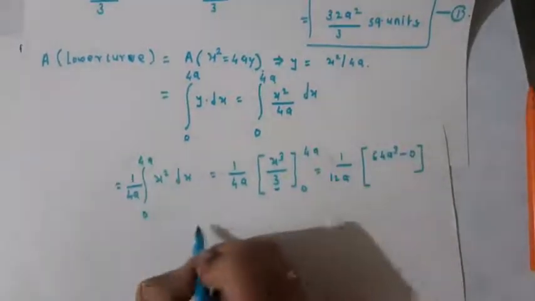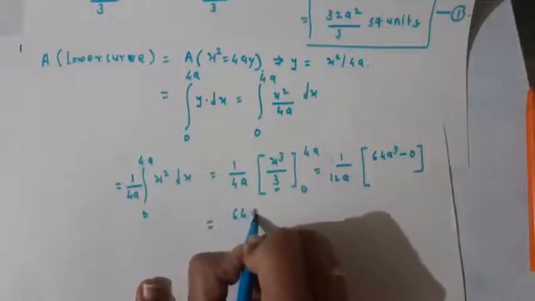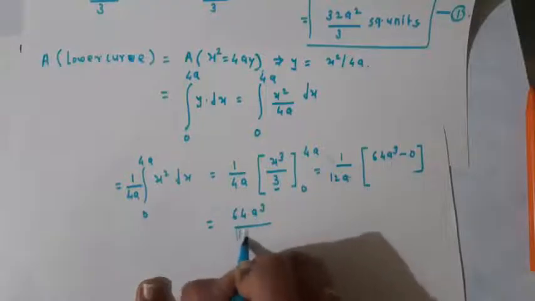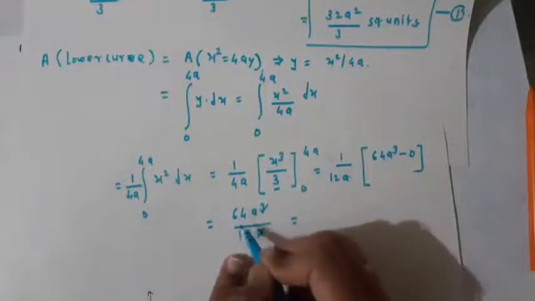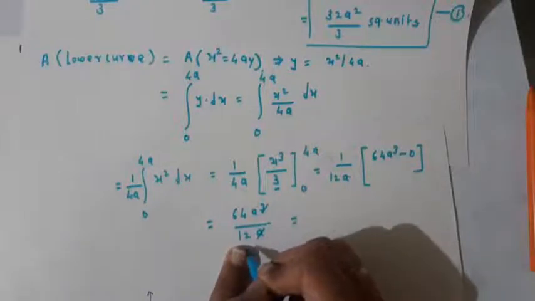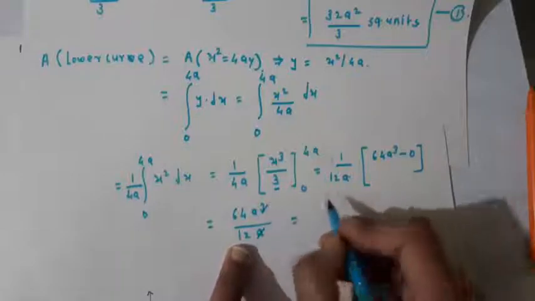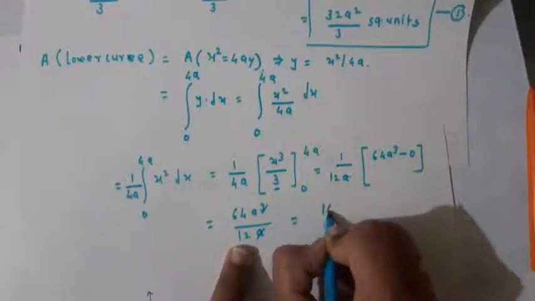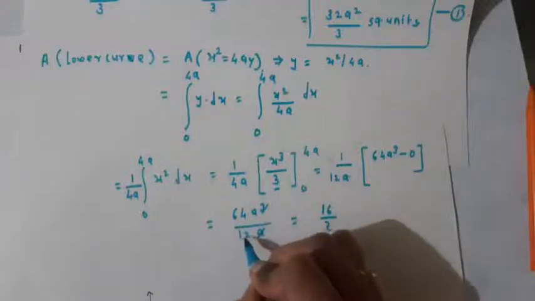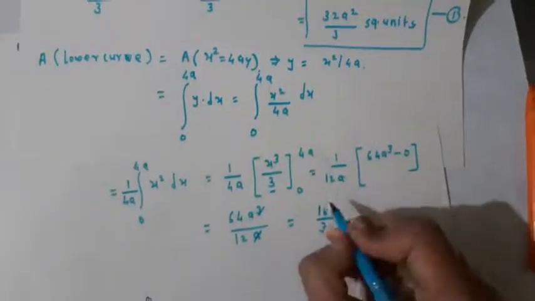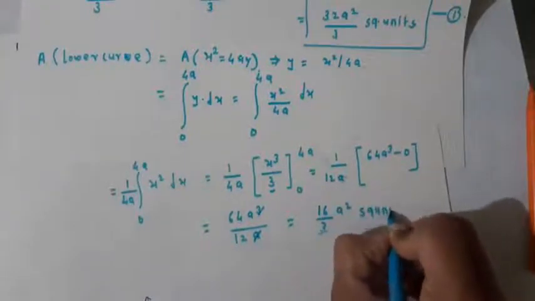Okay. And this is 64 a cube upon 12a. The a gets cancelled here, and that is 64 upon 12, which is equal to 16 upon 3, that is, 4 threes are 12 and 4 sixteens are 64, a square units.